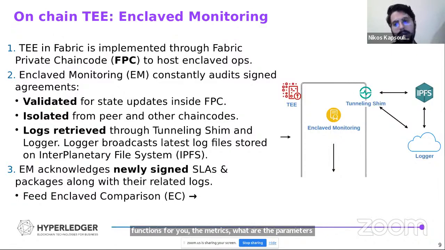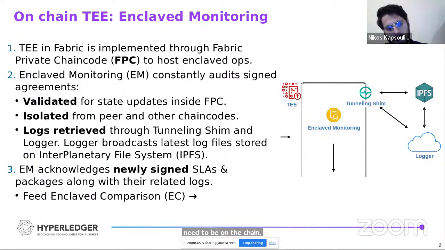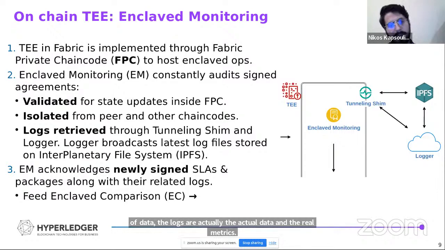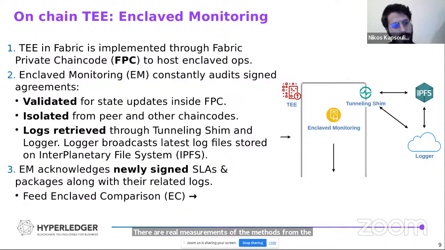And from the other side, we see also the IPFS deployment. We use IPFS to store the logs of the machines, for example, and data that doesn't need to be on the chain anyway. We just use the hash to access it. So this kind of data, the logs, are actually the real metrics, the real measurements of the metrics from the service or infrastructure or you name it, that the provider has offered to the client and the client has purchased. So in this loop inside the monitoring, newly signed SLAs are monitored and pushed to the enclave comparison for detection of violations, as we're going to see now.